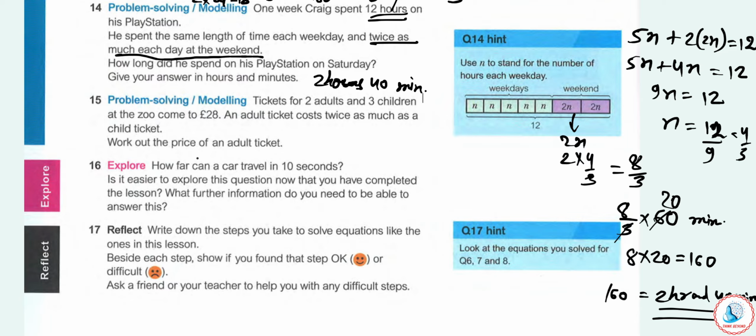Now question number 15. Tickets for 2 adults and 3 children at the zoo come to €28. An adult ticket costs twice as much as a child ticket. Work out the price for an adult ticket.